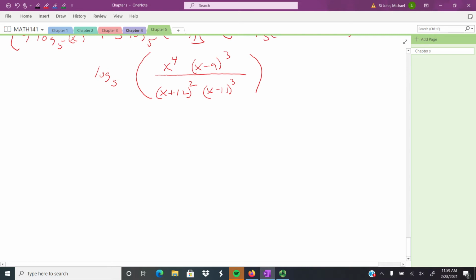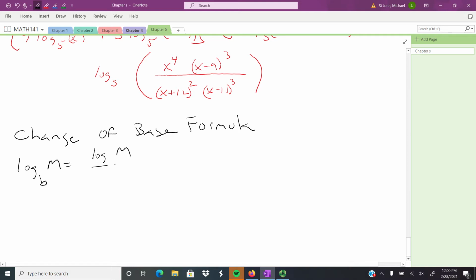Well, then the other thing we can do, again, we said on your calculator, you will only have a log key and an ln key. What if you want to do the log of something with another base? So there's this thing called the change of base formula. The log base b of m is the log of m over the log of b, or the natural log of m over the natural log of b.